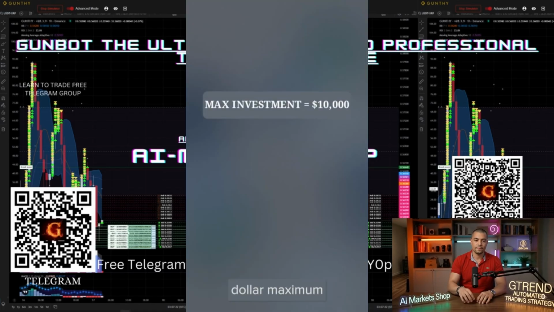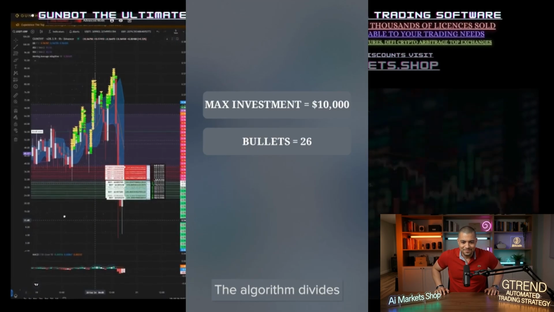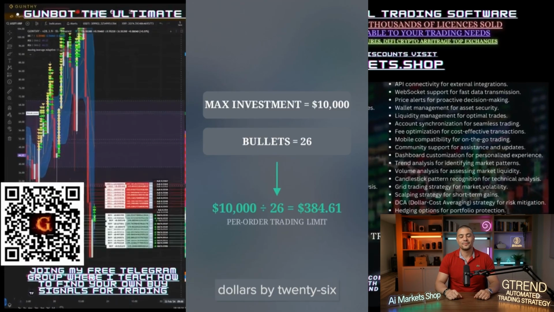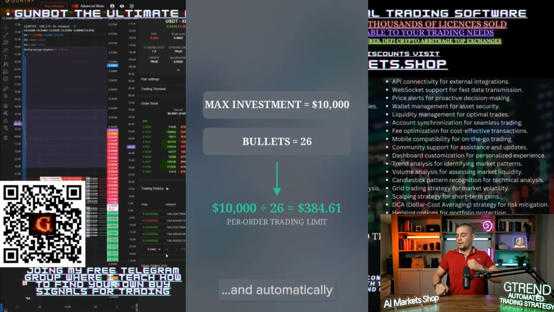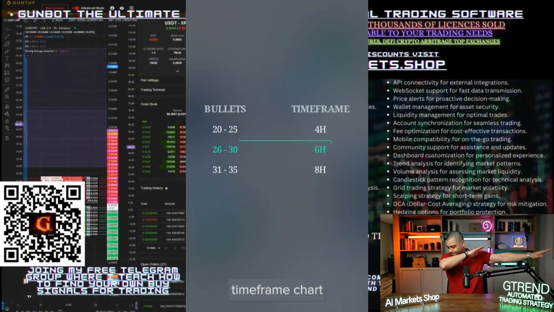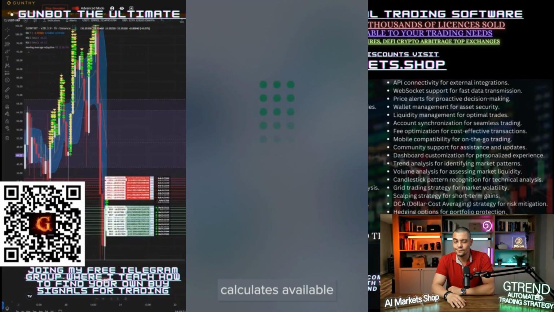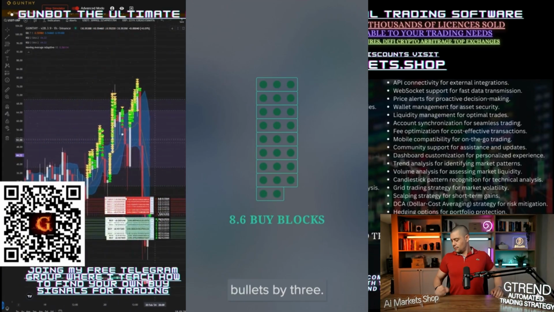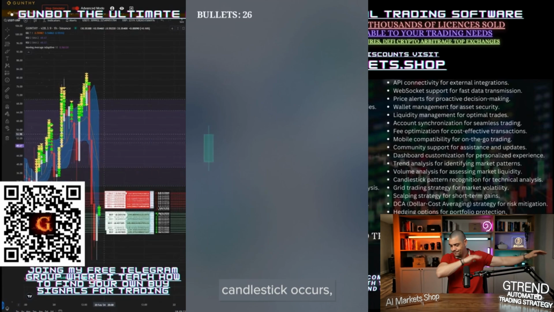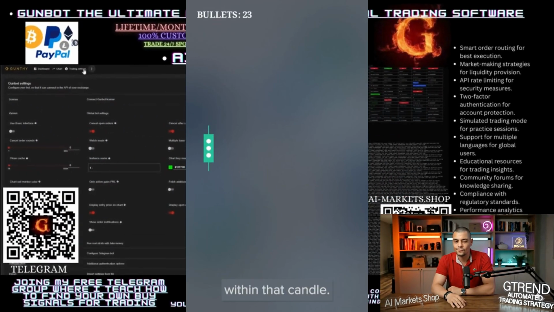Take a $10,000 maximum investment with the bullet style set to 26. The algorithm divides the $10,000 by 26 to set the exact per-order trading limit and automatically selects the 6-hour timeframe chart from its fixed lookup table. Next, the strategy calculates available buying opportunity blocks by dividing the 26 bullets by 3. When a green bullish candlestick occurs, the system executes a block of roughly 3 DCA buys within that candle.